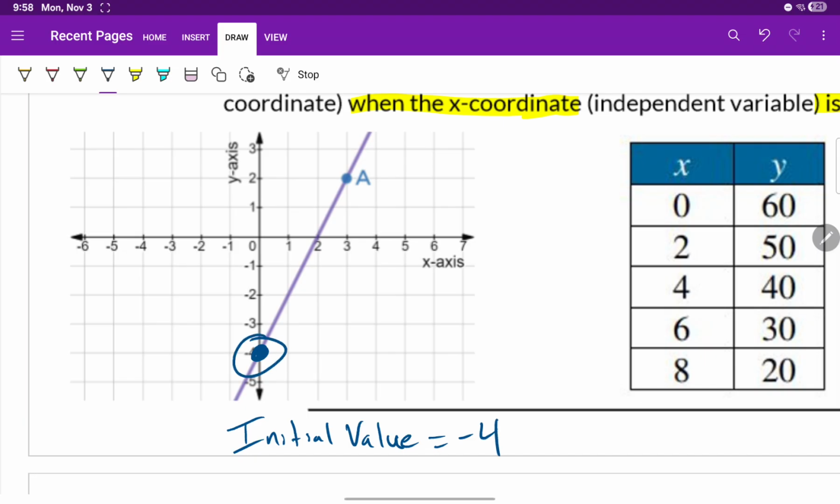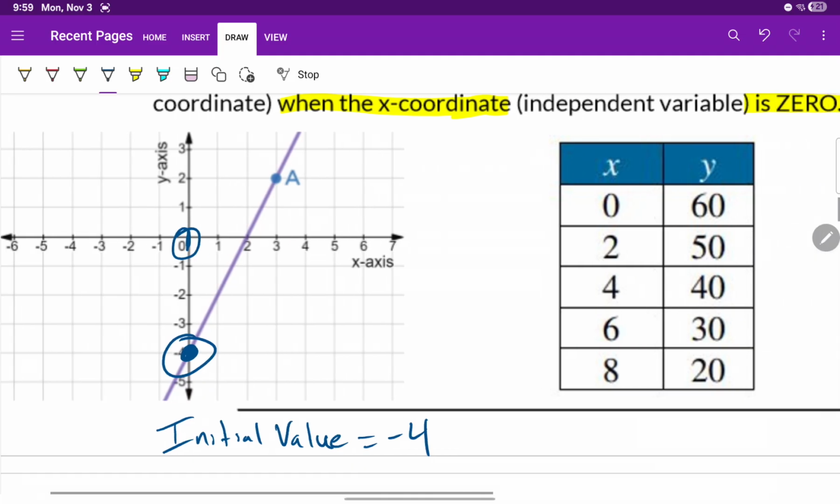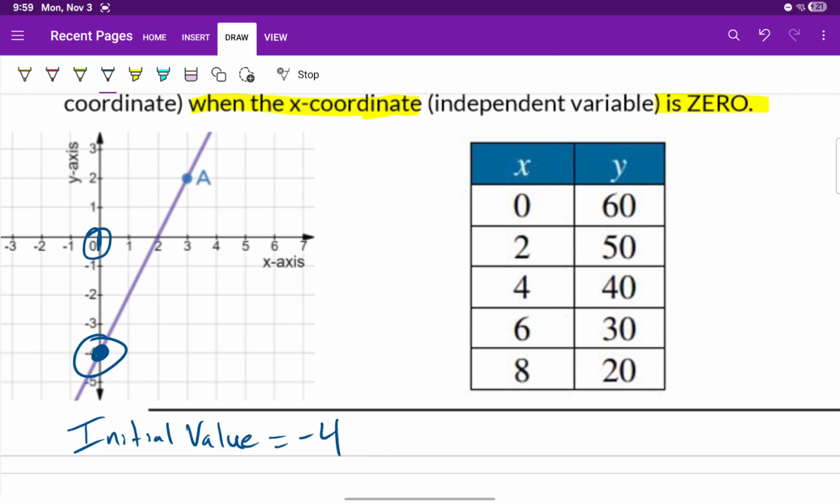Excuse me. That's -4 right there. Notice that that is when my x is 0. Okay, x is 0, my y is -4. If I were to write the coordinate down there, the coordinate of that would be (0, -4). If I look at my table of values, we are looking, when is my x 0?